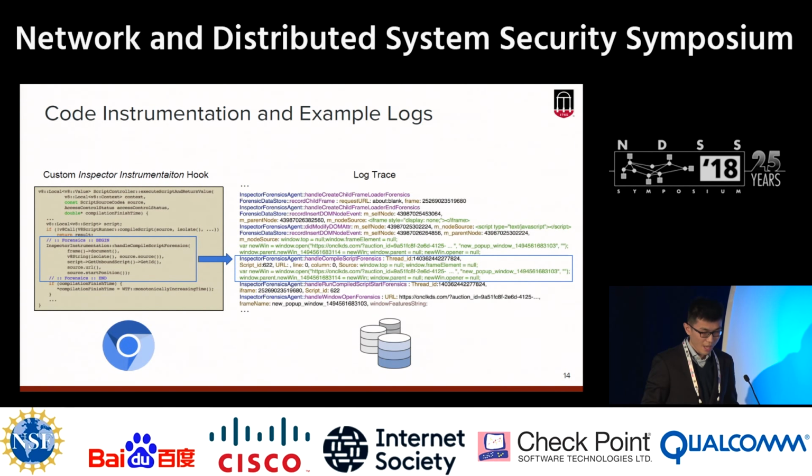Here is an example of an implementation that we injected into the script compiling function to log the script ID and the source code. And there is the dumped log. We can see that we recorded the script ID, and if the script is an external script, we also record the URL. And here is other information, including the source code.